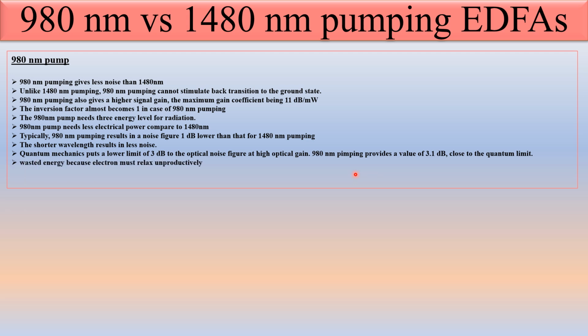Wasted energy because electron must relax unproductively. Higher G. Narrow absorption band.